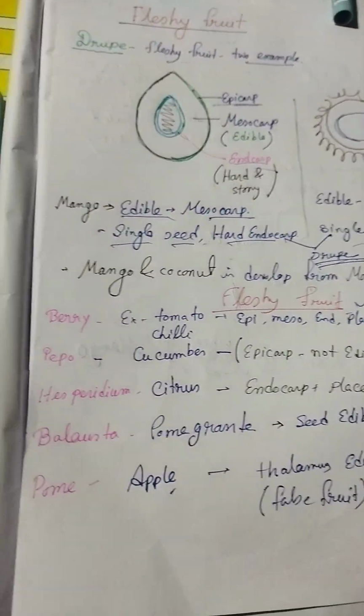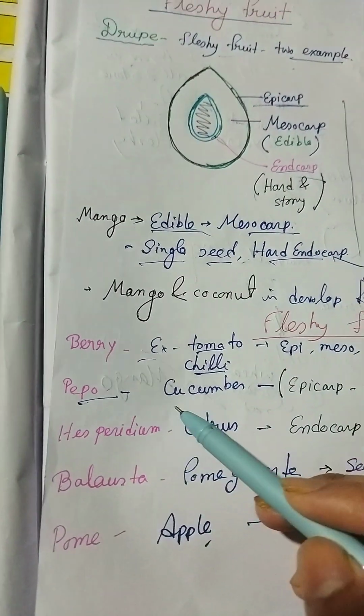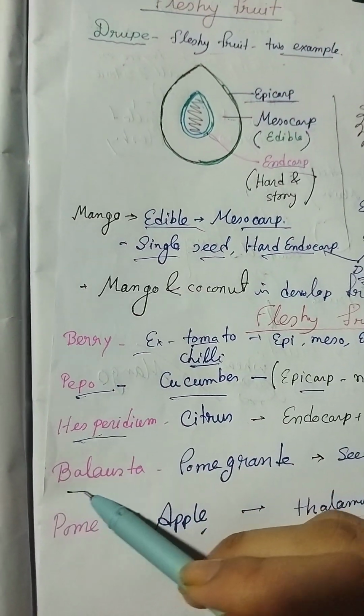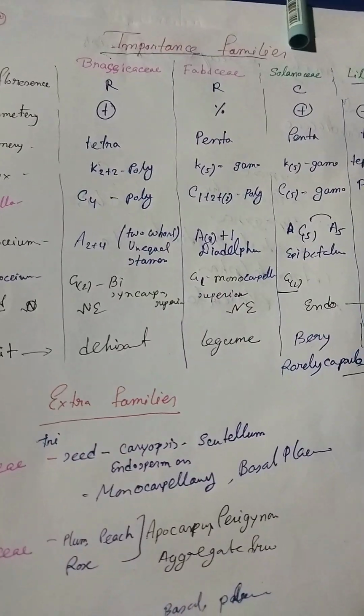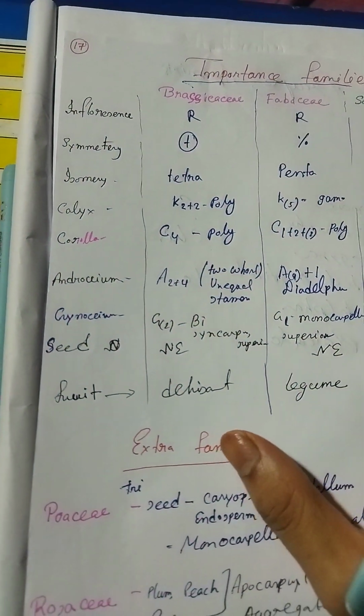Fleshy fruit, berry, examples tomato and chili. Pepo, cucumber, epicarp not edible. Pome, apple, thalamus edible, false fruit. Now talk about importance of families in one page. Okay.